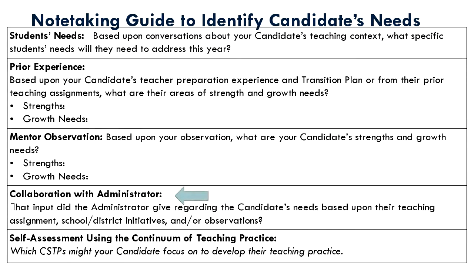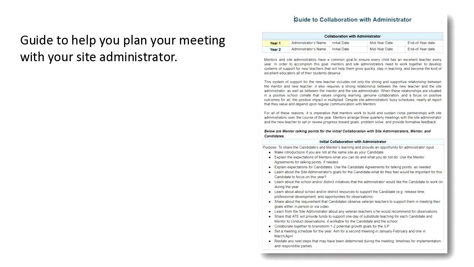In the collaboration with administrator subsection, the mentor and candidate should list input provided by the site administrator during the meeting. This input may include district initiatives, needs based on the candidate's teaching context, or priorities identified as a result of observations conducted by the site administrator. This guide provides some topics for discussion during the initial meeting with the administrator.